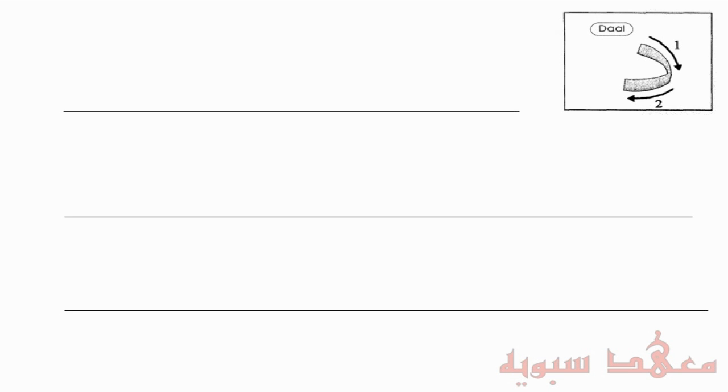Okay, now we have the letter dal, which is written in the following way. So you start from about here, you go down, and then come across like that. So it's like a nose. And even maybe a bit like that.